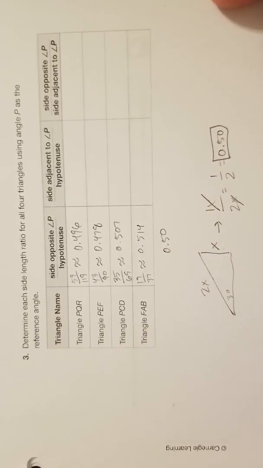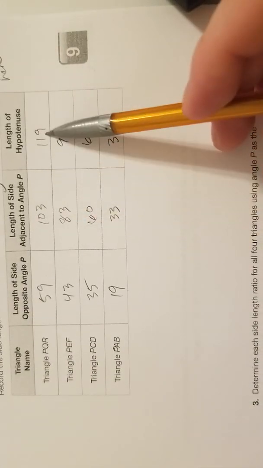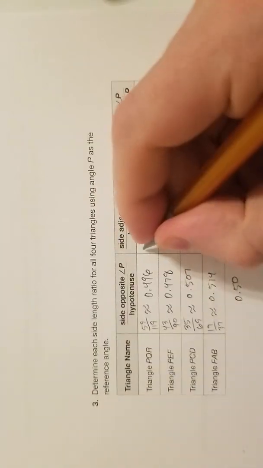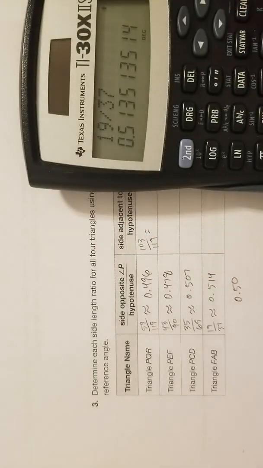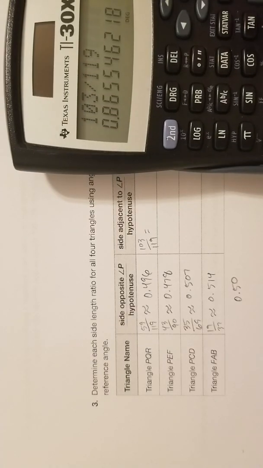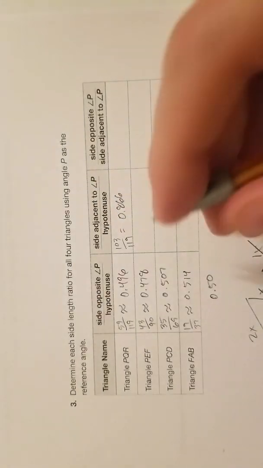Okay, now let's do the side adjacent. This is going to be adjacent divided by hypotenuse. So I'm doing each of these ratios. 103 over 119. Remember, your answers are different, but your decimals should all be pretty close to what I'm getting. 103 divided by 119 is 0.866. And then the next one is 83 over 90, which is 0.922.